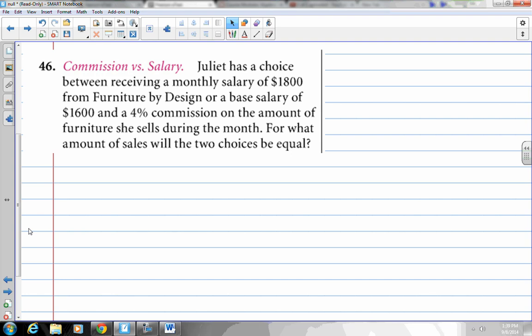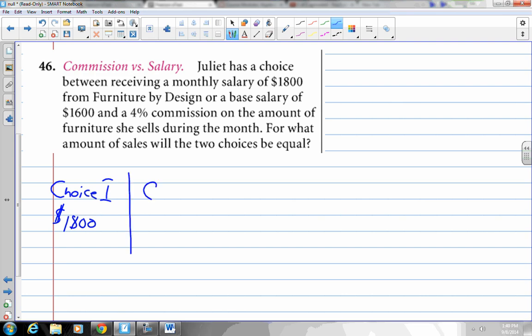Does the story make sense? She has two choices, either $1,800 or $1,600 plus 4% commission. Okay? So the question is, what sales should be in order for both choices to be equal? So choice one is just $1,800 no matter what, right? That's fixed. While choice two, it's $1,600 plus 4% of her sales.